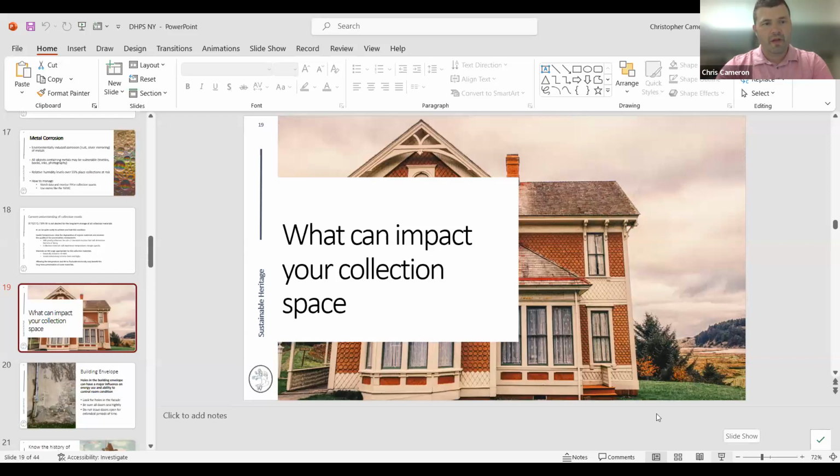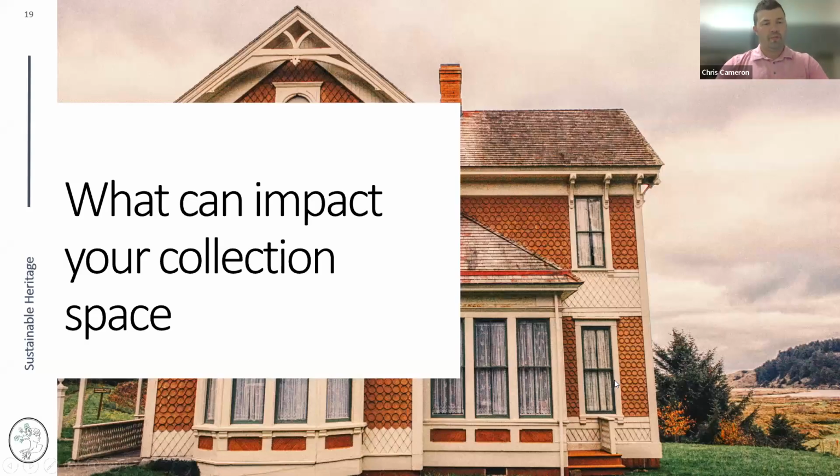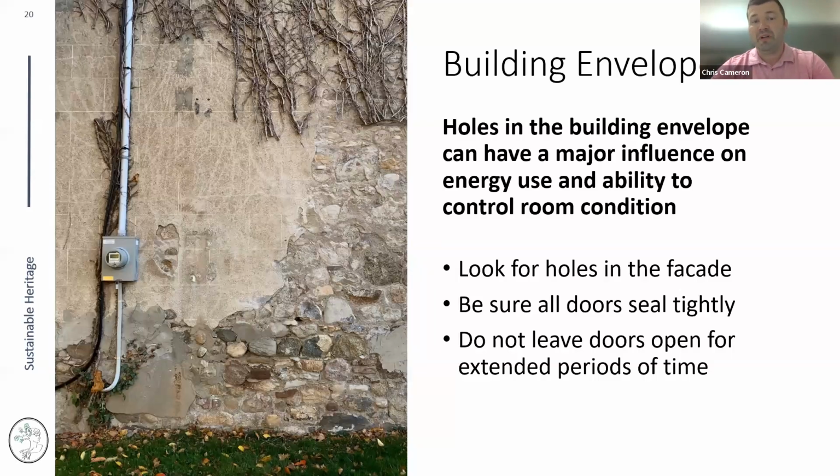So there we go. Before we go into where to place data loggers, we want to go over some things that are going to impact your collection spaces, things that are potentially going to cause issues or be factors in what's going to create that collection environment. First and foremost is your building envelope. Your building envelope is basically your walls, your roof, your floor, what's going to create the framework, if you will, for your collection space. They are critically important. If there are holes in the building envelope, they're going to have a major impact.